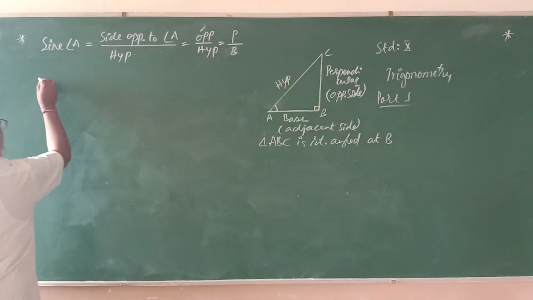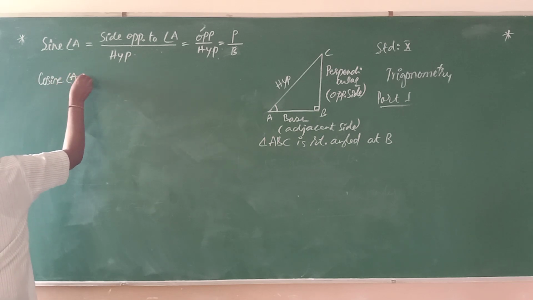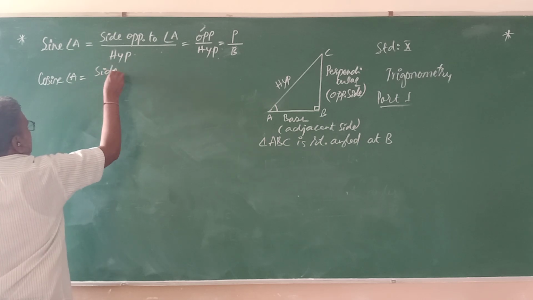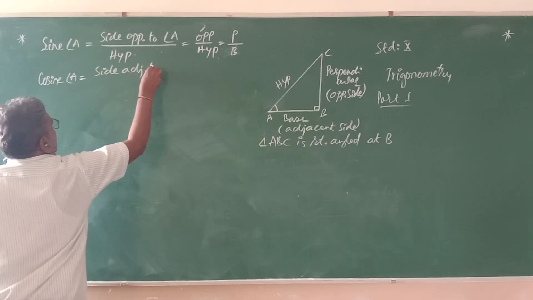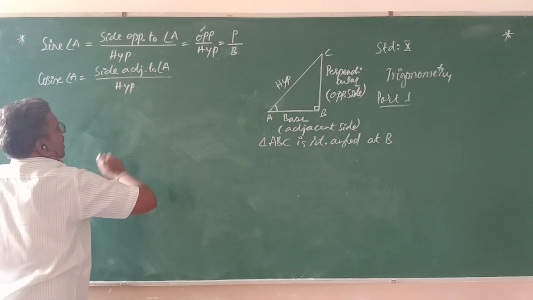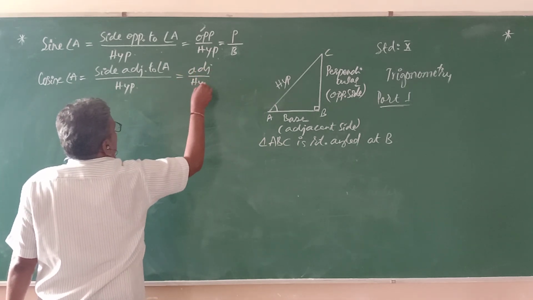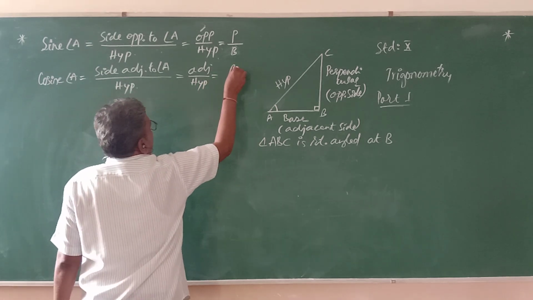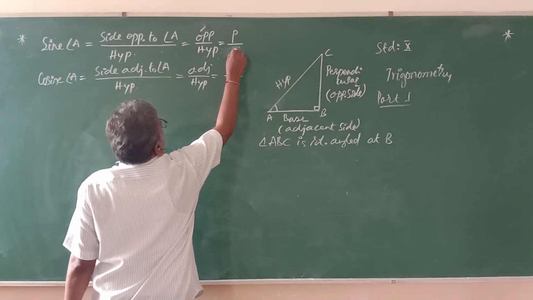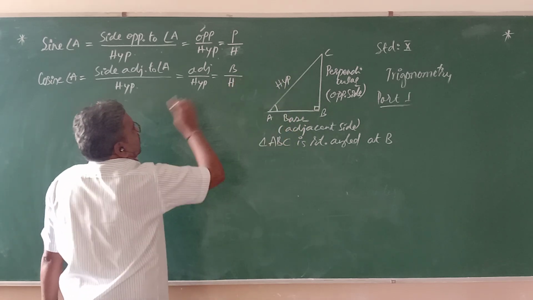And cosine of angle A is equal to the side adjacent to angle A divided by the hypotenuse of the right angle triangle. It means adjacent side upon hypotenuse. So adjacent side is B, hypotenuse is H. Sine is opposite upon hypotenuse, cosine is adjacent upon hypotenuse.